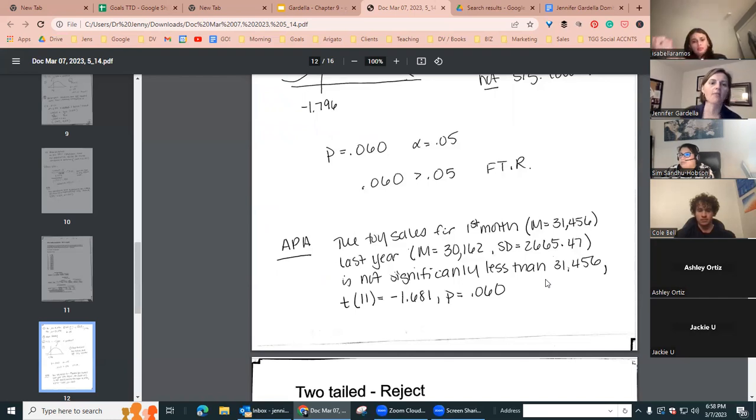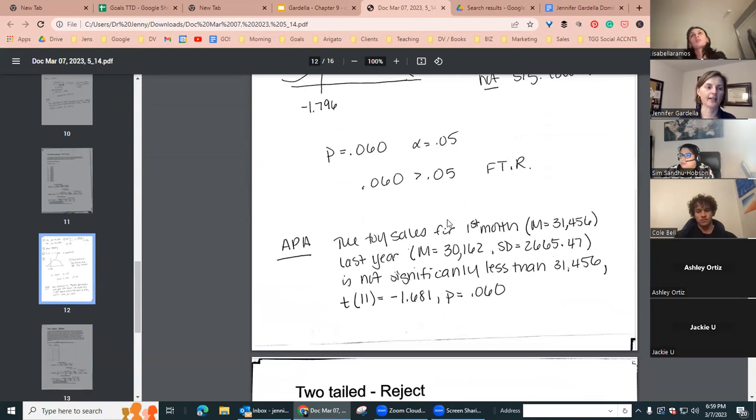So toy sales for the first month last year are not significantly less than 31,456. T with 11 degrees of freedom equaled negative 1.861, p equals 0.060. You'll notice when people write up APA style, in this little tiny paragraph right here you have all the information to understand everything that went on in the study. You know how many subjects they had because you have the degrees of freedom. If it's a one sample t-test, you add 1 to it. And once you know this p-value, you know whether or not you are critical. So that's it.